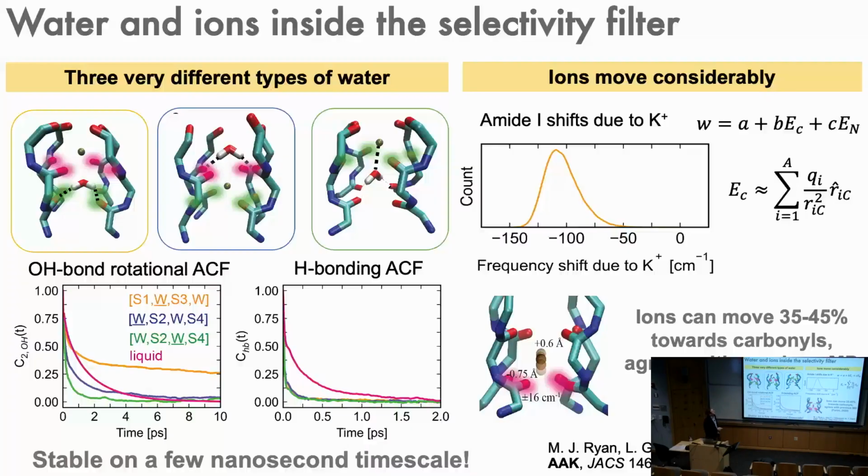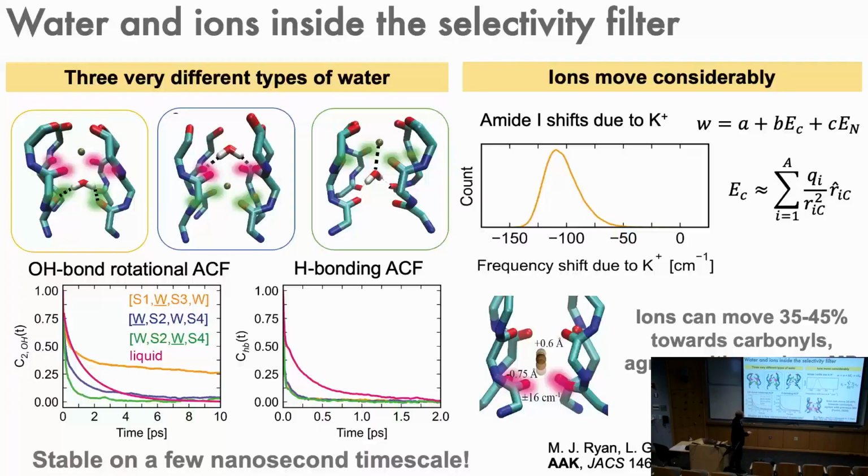We could also estimate how much ions move. All right, this is a distribution of frequency shifts. We know it peaks about 110 wave numbers, but it's actually fairly broad. And you can use this to calculate how much ions can move up and down, because this frequency shift is given by the electric field, and the electric field is ultimately given by the distance between the ion and the carbonyl.